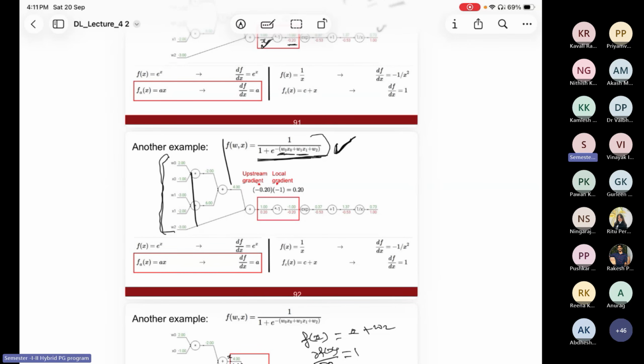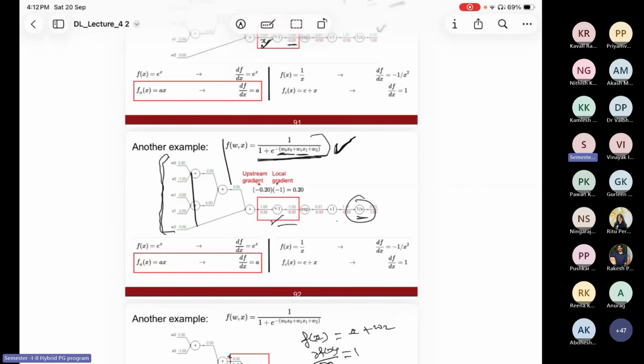Whenever you are going to change something here, there is no need to calculate all the stuff again. If you change something, your upstream gradient will change, but the local gradient will not change. You're also going to store the local gradient. So from a coding perspective, whenever you calculate the gradient, you calculate the local gradient and also the upstream gradient.